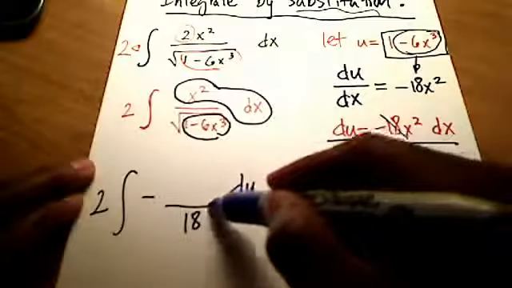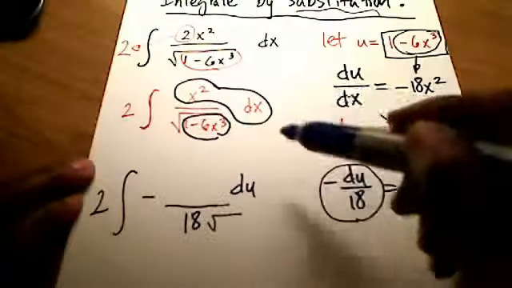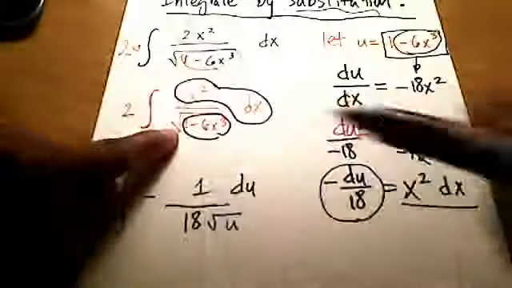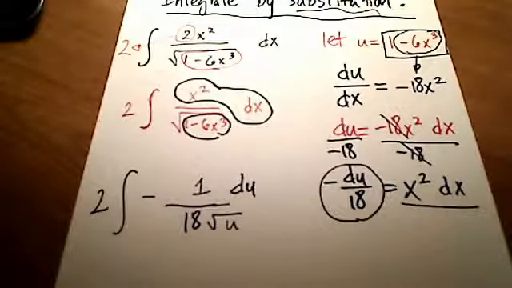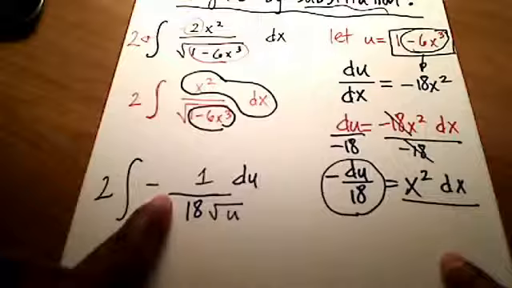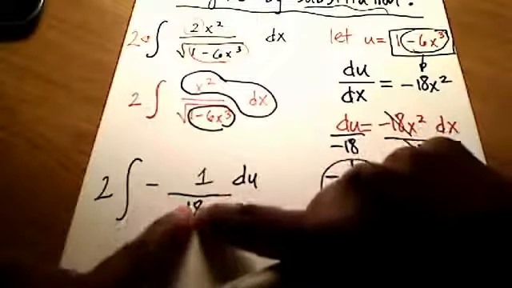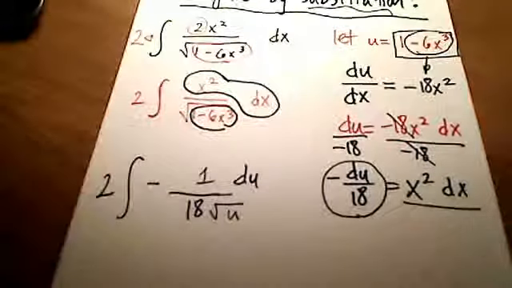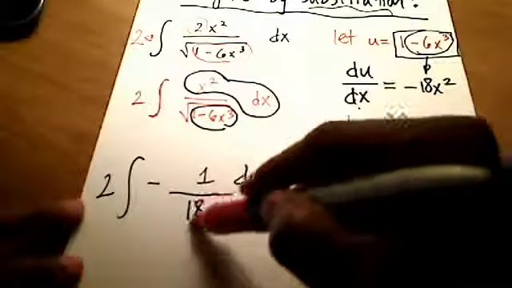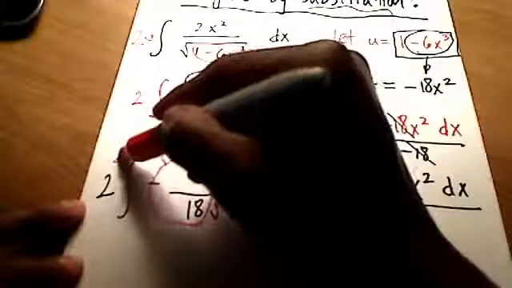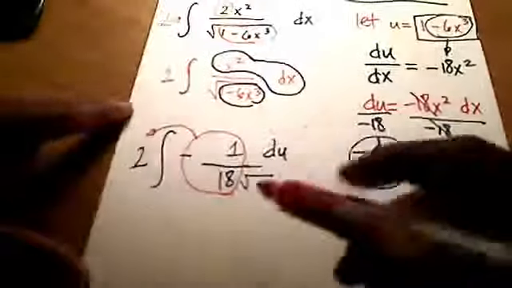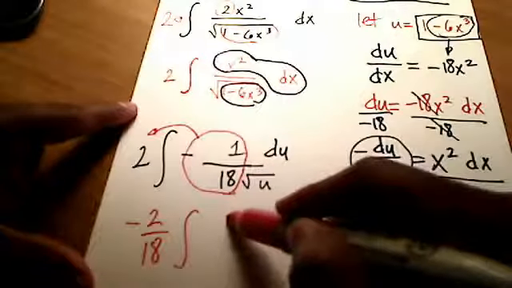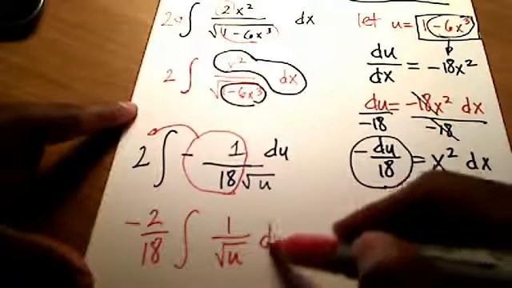And I also have in the denominator the square root of u. And nothing is left in the numerator, so I'm just going to write it as a 1. Okay, do you see then that I have another constant multiple? I have a negative 1 over 18 that, just like this 2 that I pulled all the way out, I can pull this all the way out as well. So what I have out front now is, let's clean this up a little bit. This guy's right here, I'm going to move completely outside of the integral there. And out front now I have a negative 2 over 18 integral of 1 over square root u du.